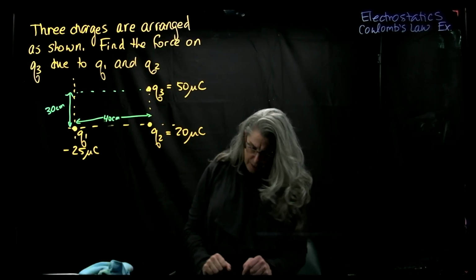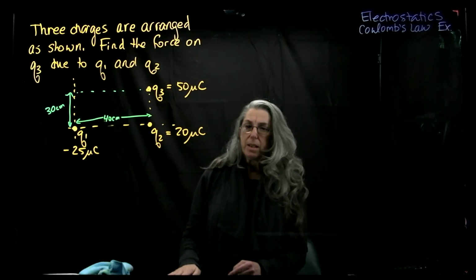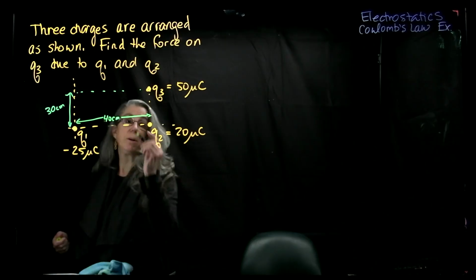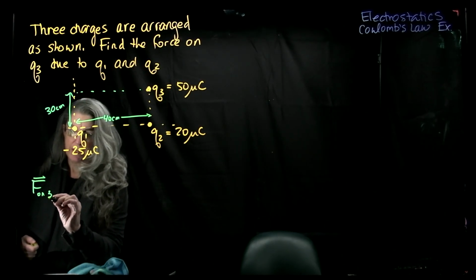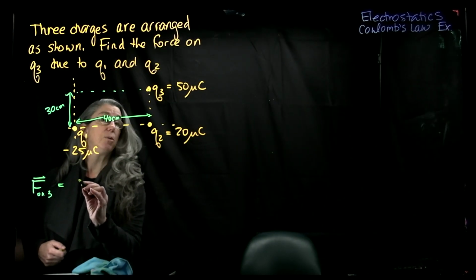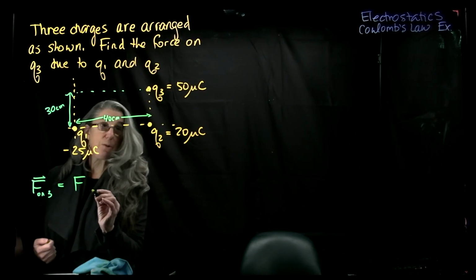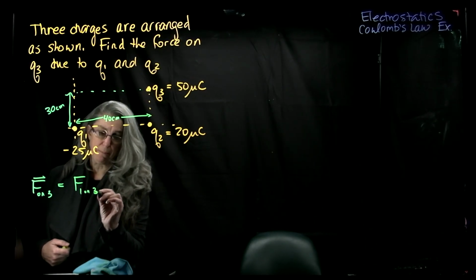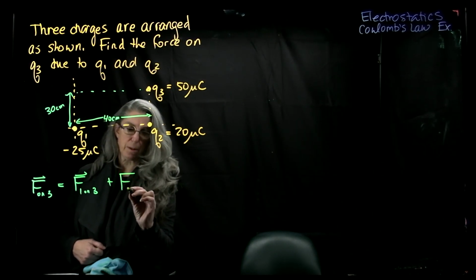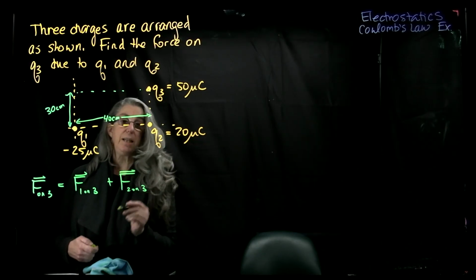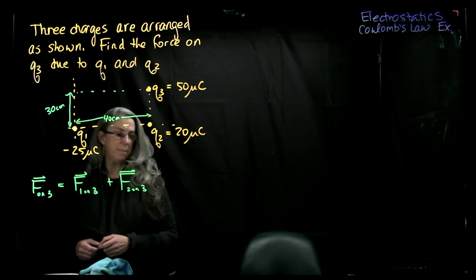To do that, we need to use the principle of superposition. The principle of superposition says that if we want to find the force on Q3, we need to find the force on 3 because of 1. I usually write that 1 on 3, putting the source charge first. We also need to find the force of 2 on 3. Each of those are vectors, and we can eyeball this really quickly and see that they are not in the same direction.